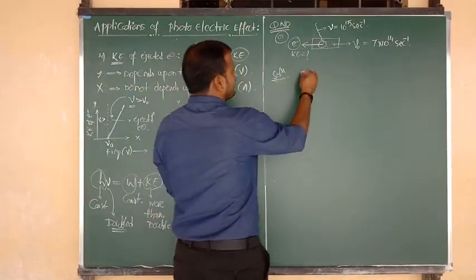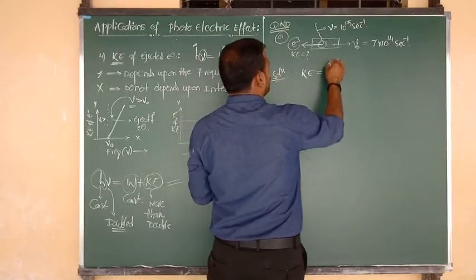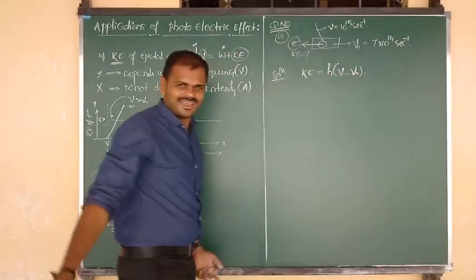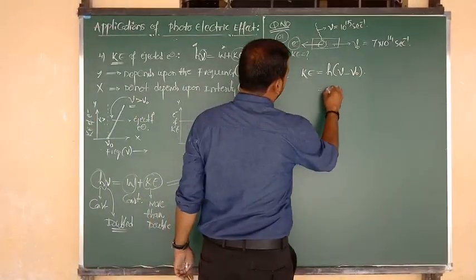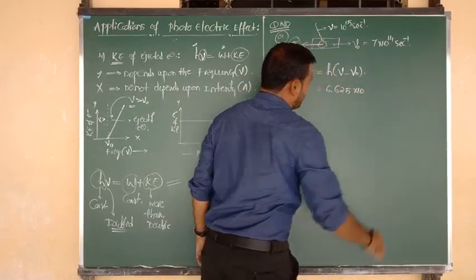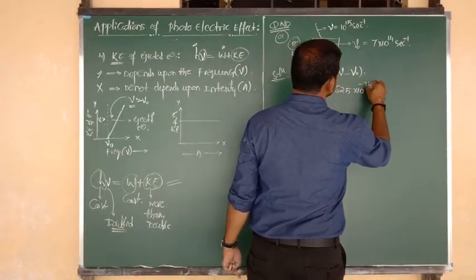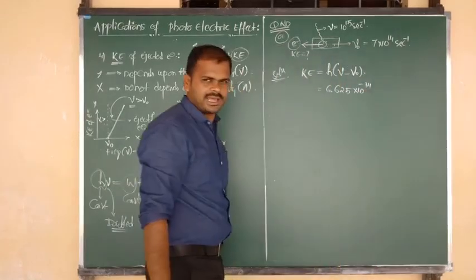First, suppose we can write that the kinetic energy of the ejected electron, Ke, is equal to h into (nu minus nu naught). Yes or no? Okay, right. So what can we write now? The h value is nothing but Planck's constant. You know this value very well: 6.625 into 10 to the power of minus 34 joule second. Because SI units have to be considered.